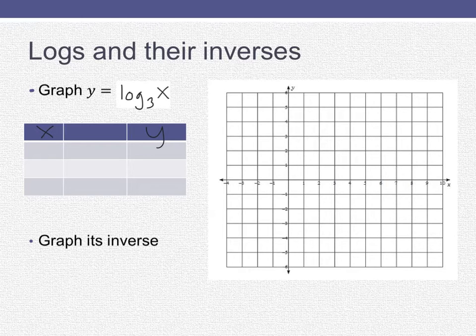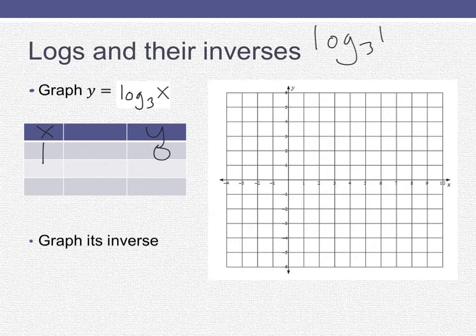Well, I know that if I put 1 for X, I can figure out what the output is. Log base 3 of 1. Well, 3 raised to what power gives me 1? That's going to be 0. It's pretty much always going to be like our first ordered pair, unless we start adding things on the outside of our function. So if you get like plus 2 or minus 5, this will change. But for now, that's what we're going with.